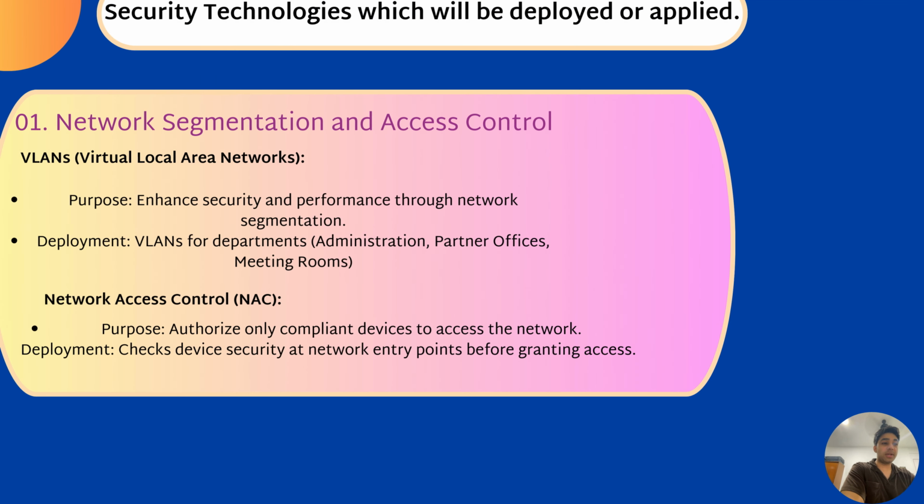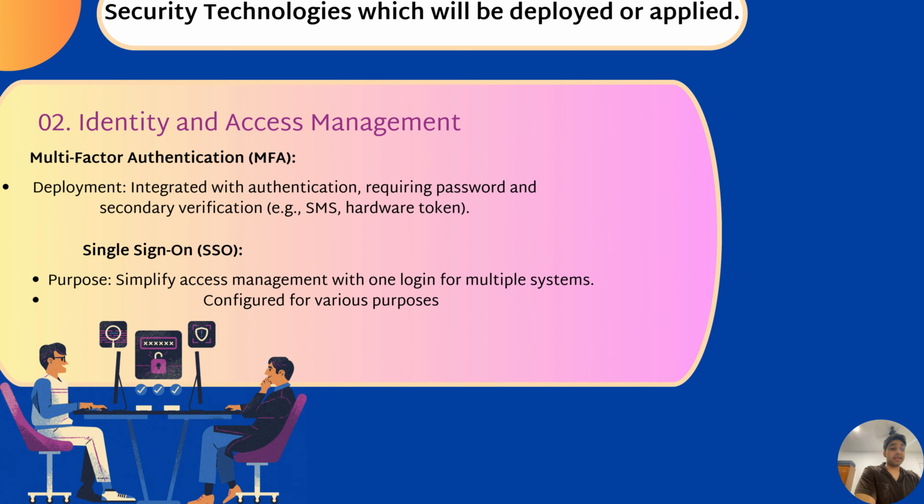Now I'll be talking about the security technologies which will be deployed. The first one is network segmentation and access control. We'll be deploying VLANs for departments, that is administration, partner offices, and meeting rooms. For the network access control, we'll be deploying check-in device security, which will be at every network entry point before granting access.